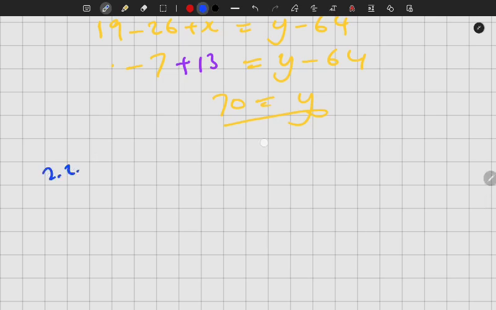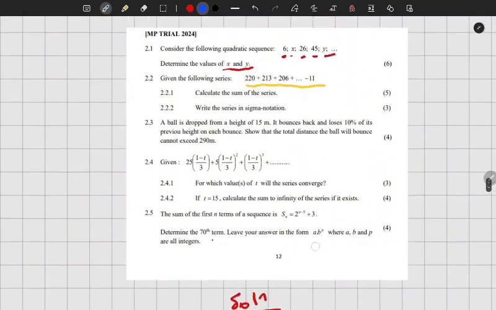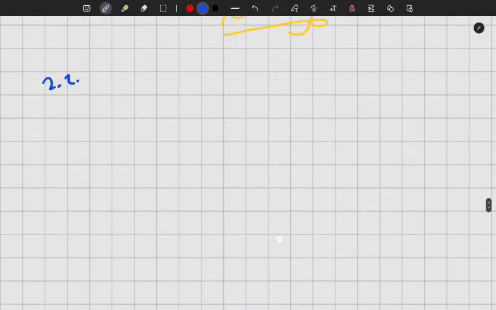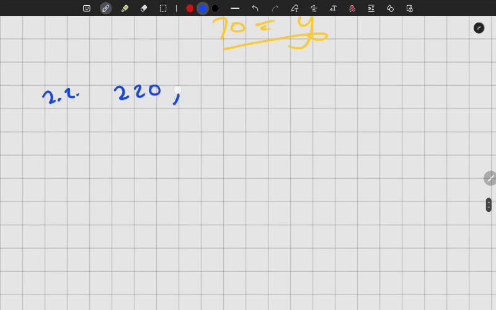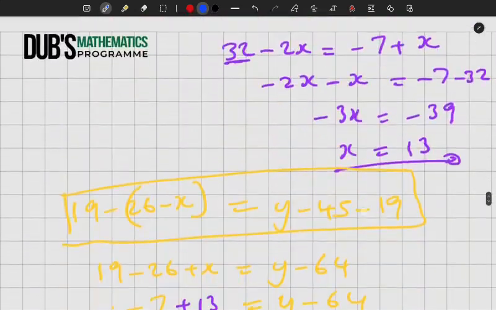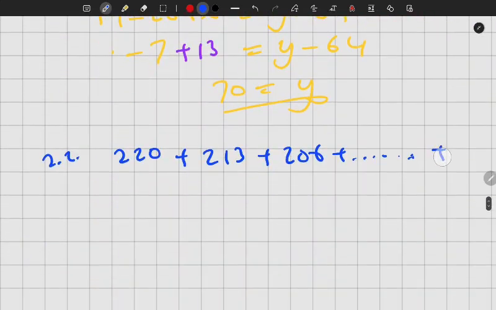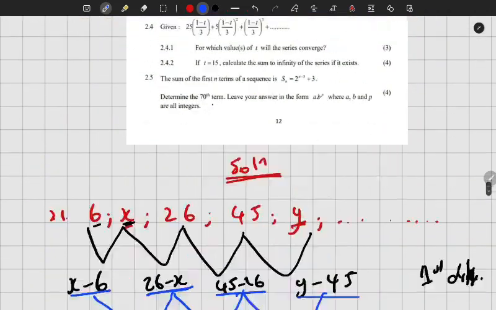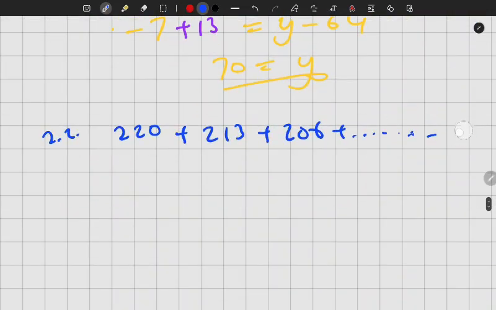So the series is 230, 220, 213, 206. So it's a plus. They are missing terms here, and the last term is negative 11. Okay, we want the sum of the series.